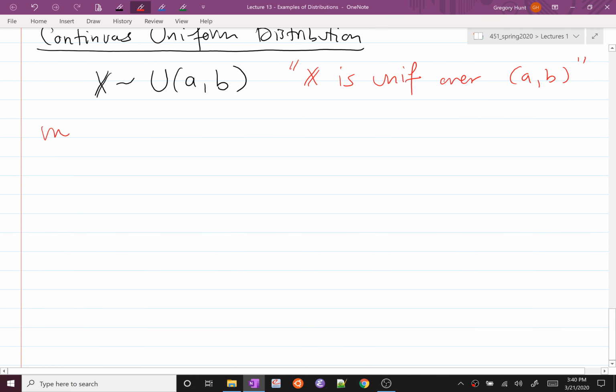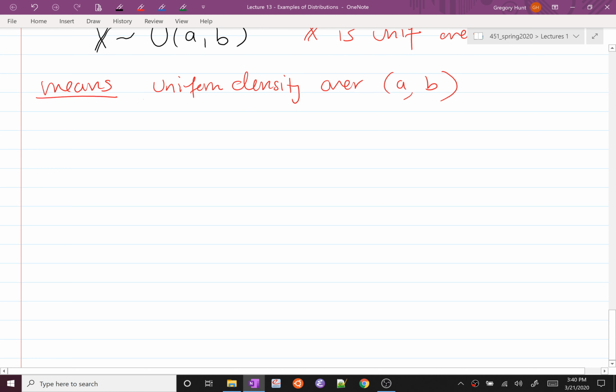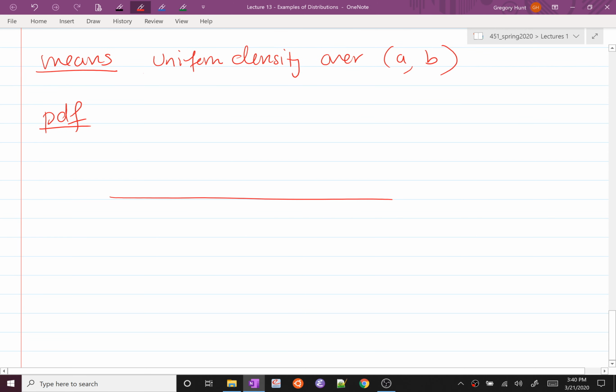When we say this, we don't talk about probabilities of being at points for continuous distributions, because the probability of being at any particular point you choose is going to be 0. But we can talk about the density at that point, and this means that there is a uniform density over whatever interval we have, a to b. So let's look at the PDF, the density function.